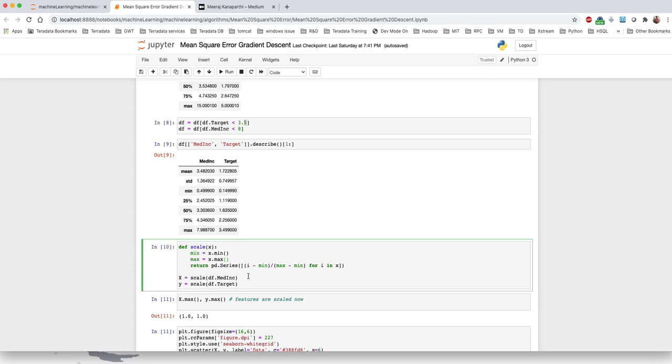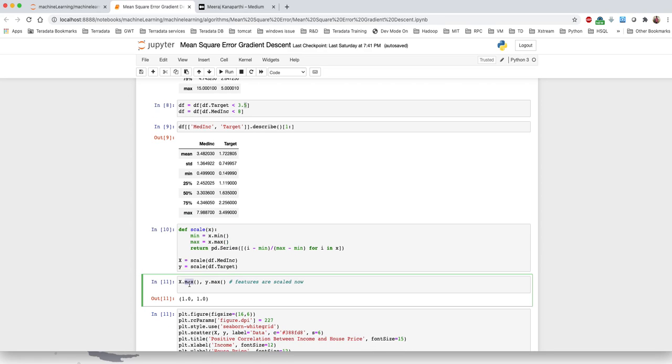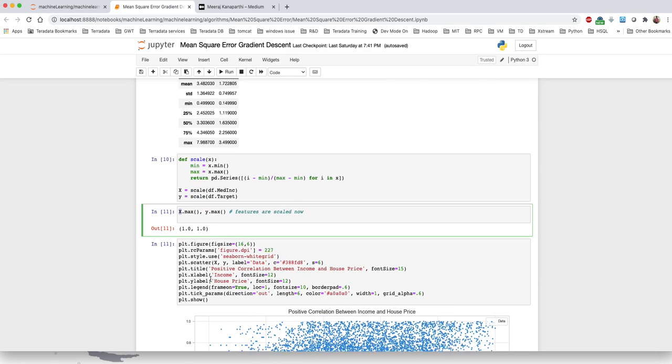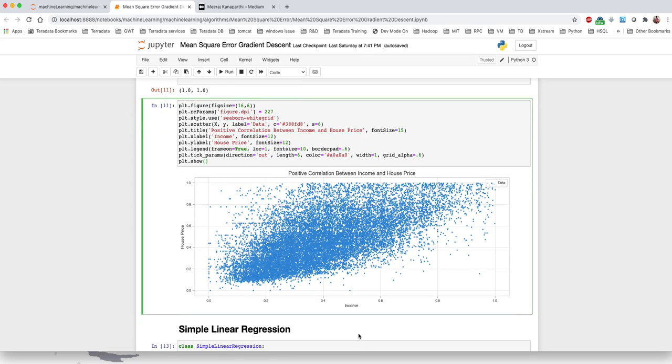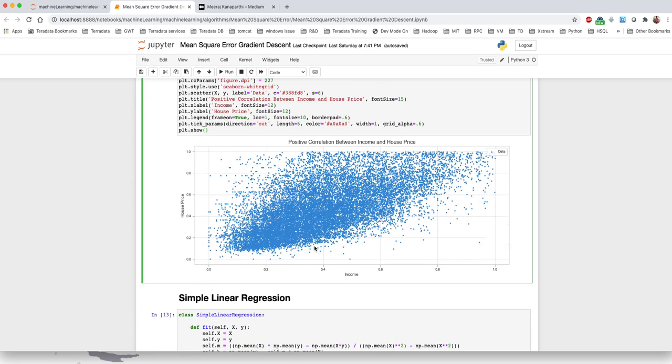In normalization, for a given dimension, we take the maximum value and the minimum value and find a proper proportionate value so that it fits between the range of 0 and 1. If you see here, after normalization, the maximum value of x is 1 and the maximum value of y is 1. Now we will plot the graph between house price, that is the target, and income, that is median income. So we can see the spread of the data points.